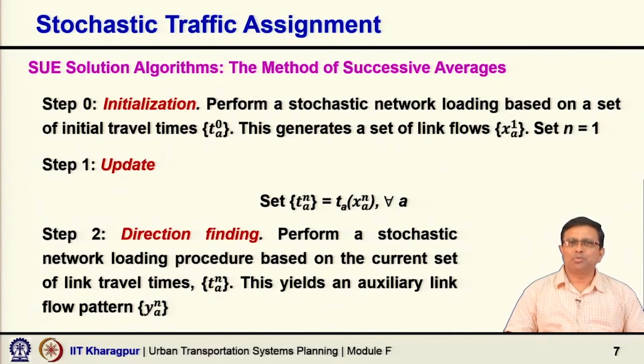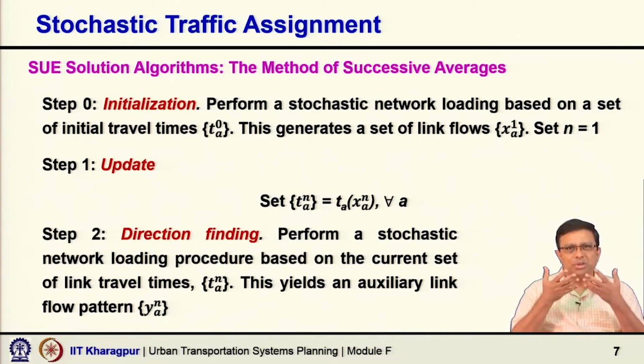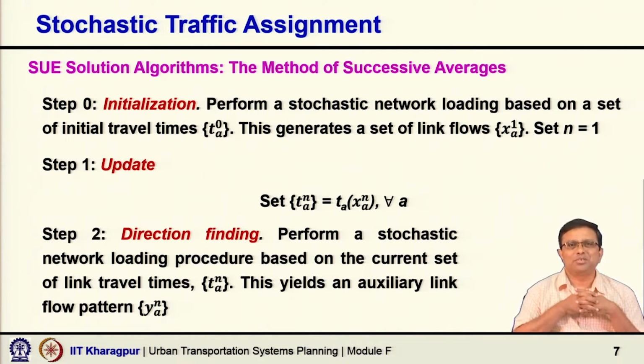With that flow, we update then the travel time. Then we go for direction finding. Direction finding means in this case perform a stochastic network loading procedure based on the current set of link travel time. So, we try to reassign with the current flow, but then this will yield what? This will yield an auxiliary link flow pattern.